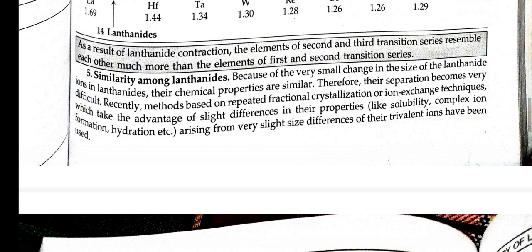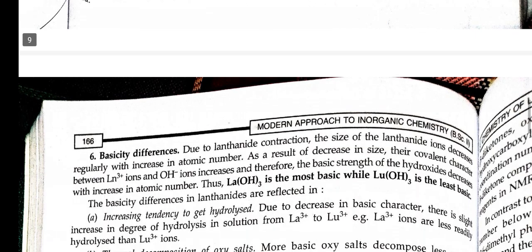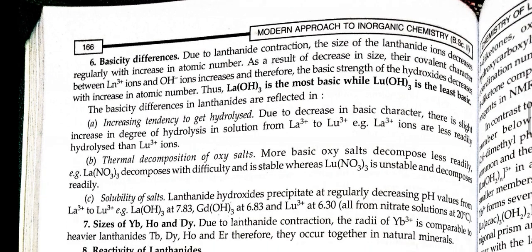Fifth is similarity among lanthanides. Because of the very small change in size of the lanthanide ions, their chemical properties are similar. Therefore, their separation becomes very difficult. Recently, methods based on repeated fractional crystallization or ion exchange technique, which take advantage of slight differences in their properties like solubility, complex ion formation, hydration, etc., arising from very slight size difference of the trivalent ions, have been used.